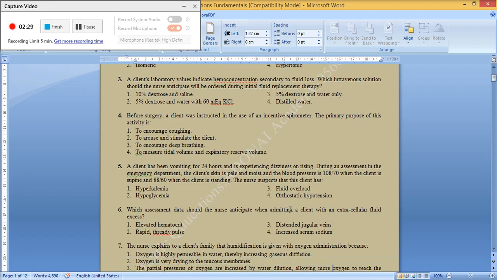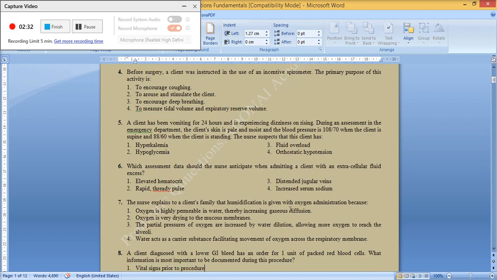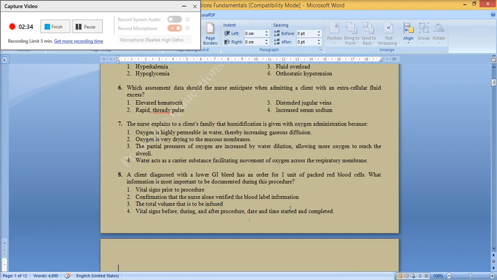6. Which assessment data should the nurse anticipate when admitting a client with an extracellular fluid excess? 1. Elevated hematocrit. 2. Rapid thready pulse. 3. Distended jugular veins. 4. Increased serum sodium. Answer 3. Distended jugular veins.